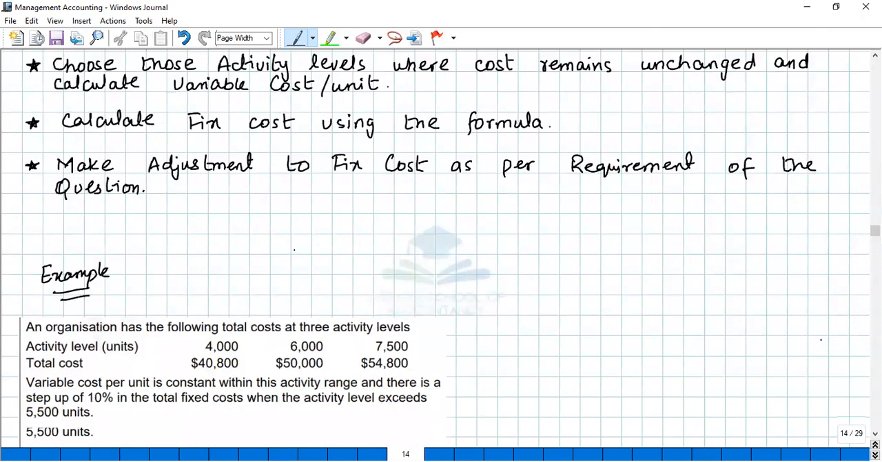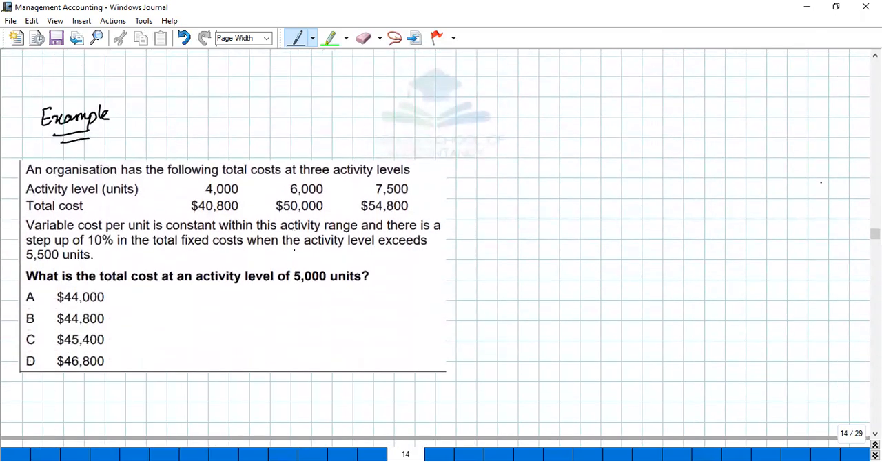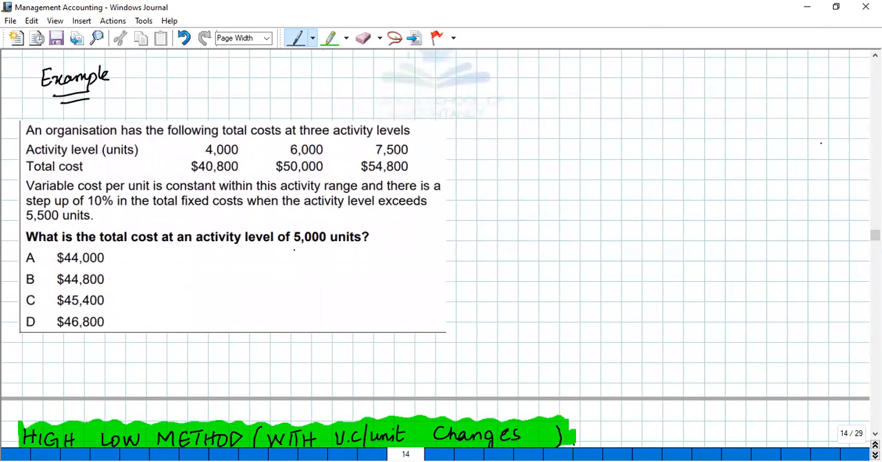Now, let's discuss an example so that your concept becomes clear with the help of the example. This is an example in front of you. And the question is, you have to tell what is the total cost at an activity level of 5,000 units. Now, there are three activity levels given to you: 4,000, 6,000, 7,500, and the relevant costs at those activity levels are also provided. Variable cost per unit is constant. There is no change in variable cost within this activity range.